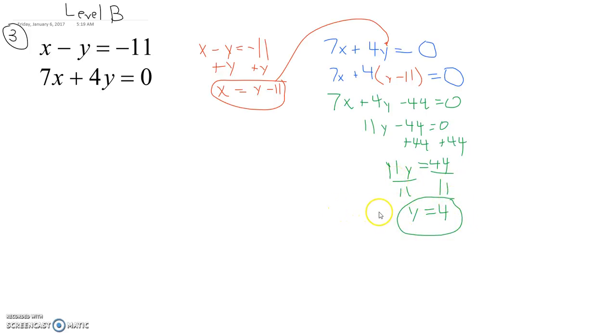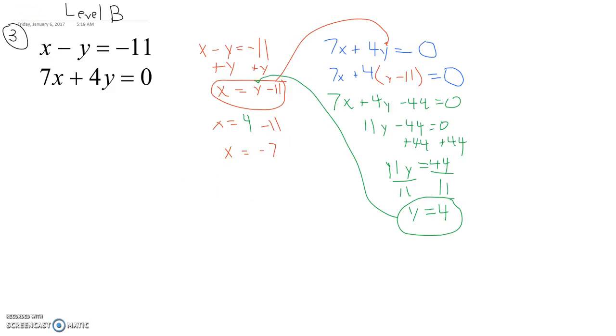Now at this point I want to go back and substitute it into one of the equations. So one of the easier ones would be to substitute it in right back here after I've transformed this equation. So that red equation would turn into x is equal to 4 minus 11. So x is equal to negative 7.